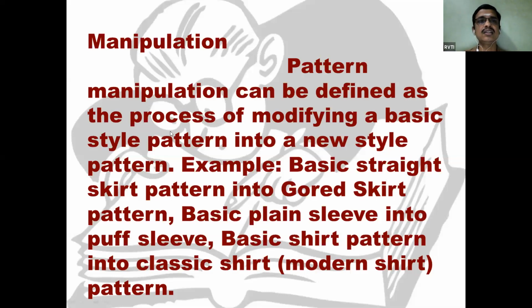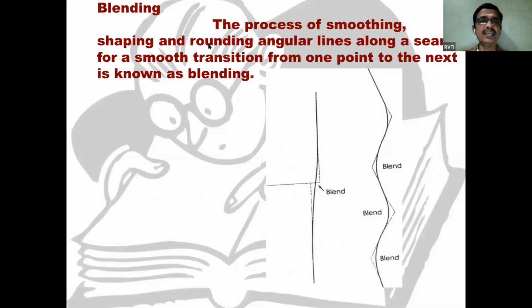Okay, another important term we normally use is pattern blending. Blending means the process of smoothing, shaping and rounding the angular lines along a seam for a smooth transition from one point to the next point.